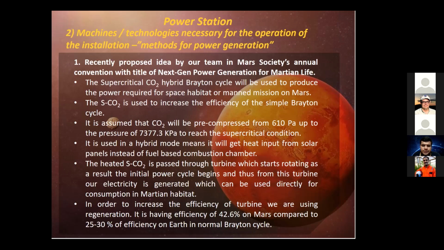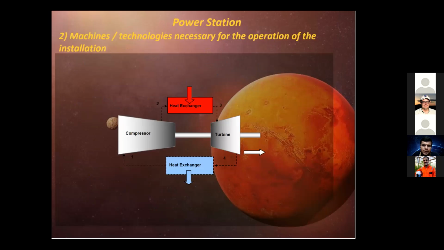It has an efficiency of around 42.6 percent on Mars, compared to the 25 to 30% efficiency on Earth in a normal Brayton cycle. So basically, why are we not using the SCO2 cycle on Earth? Because we do not have that much CO2 compressed so that we can take it up to the supercritical stage. But on Mars, we know that we have an abundance of CO2, so that's why we will be using SCO2 on Mars.